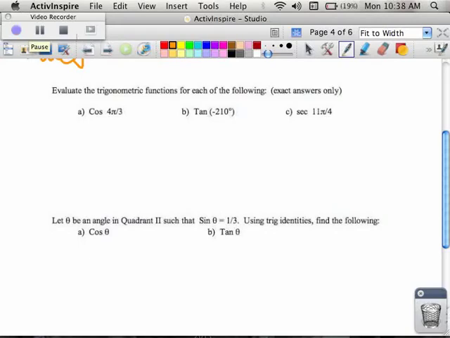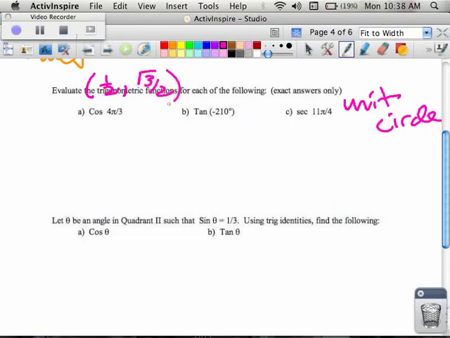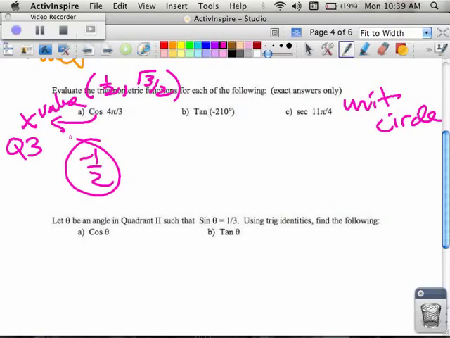So all of this stuff, where it says evaluate the trig functions, is all about the unit circle. You should know all of these by heart. Anything that's a pi over 3 is always going to be a 1/2 comma root 3 over 2 thing. Now you just got to figure out what's going on. Cosine is referring to the x value, and I know it's in quadrant 3. That's why I know my answer is negative 1/2 from the unit circle. Or you can just memorize it.